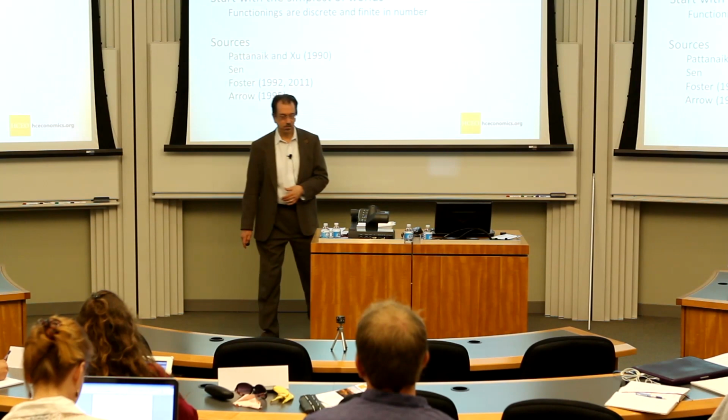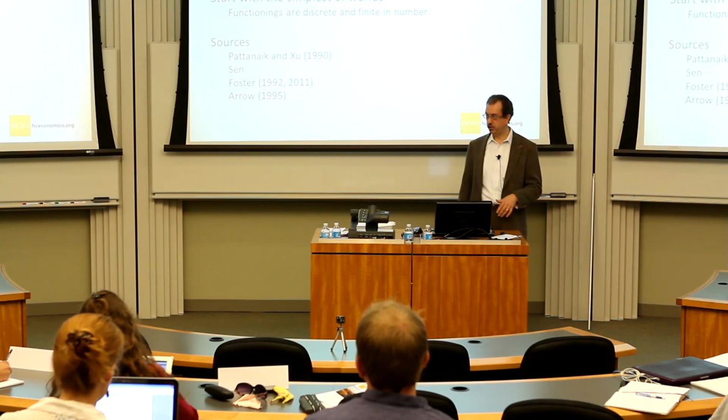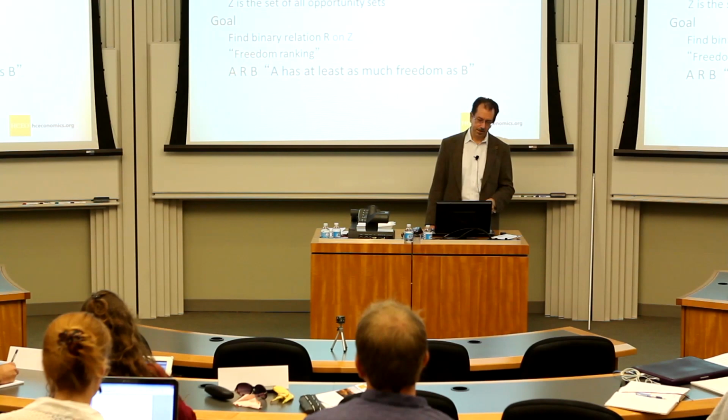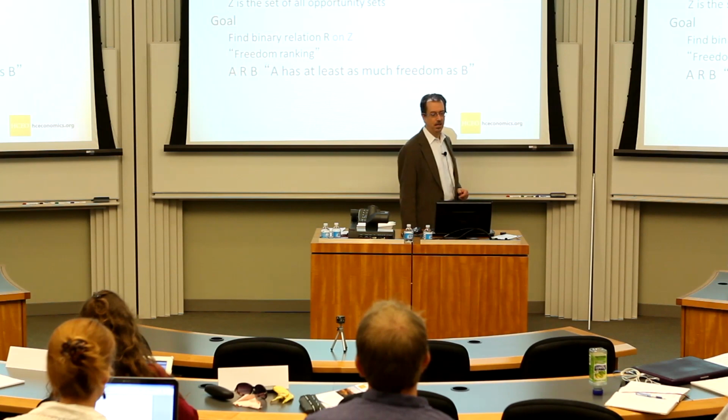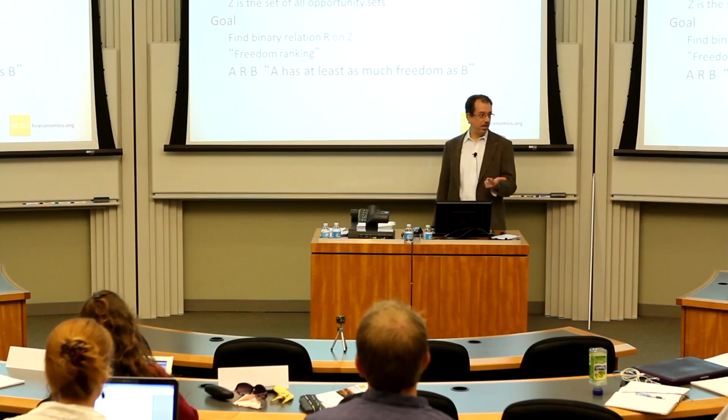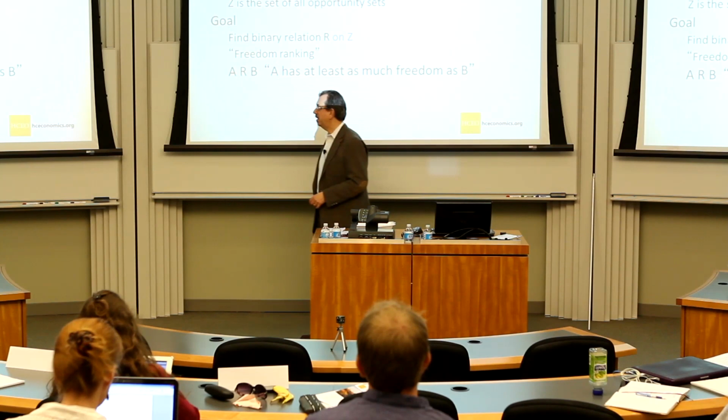So let's go forward. We're going to start with a case with a discrete number of functionings, much like you might be able to get by asking people what they have available to them. Here's the notation. X is a finite set of functionings. An opportunity set is a non-empty subset of X. It's a capability set equivalently. A, B denote those sorts of sets of options. And Z is the set of all opportunity sets.